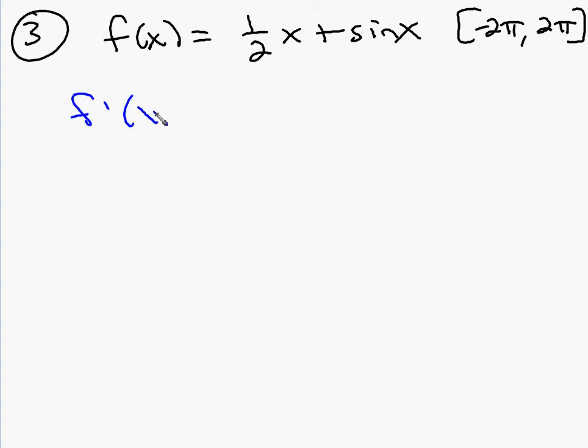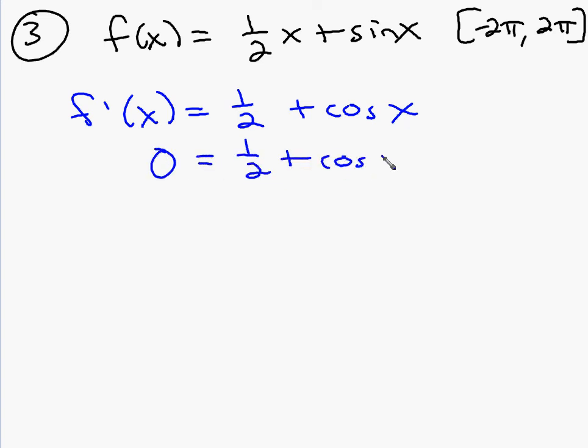F prime of x is going to be 1/2 plus the cosine of x. Okay, the derivative of 1/2 x is just 1/2. The derivative of sine is cosine. So we still set it equal to 0. And now what we need to do, this one we're not going to leave equal to 0. Hopefully you see why. If I subtract 1/2 from both sides, now I've got this expression, where does the cosine of x equal negative 1/2?